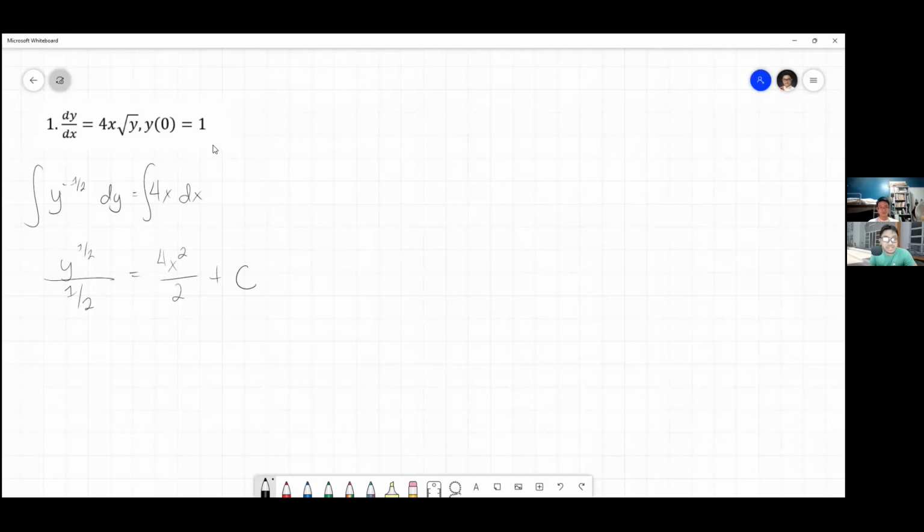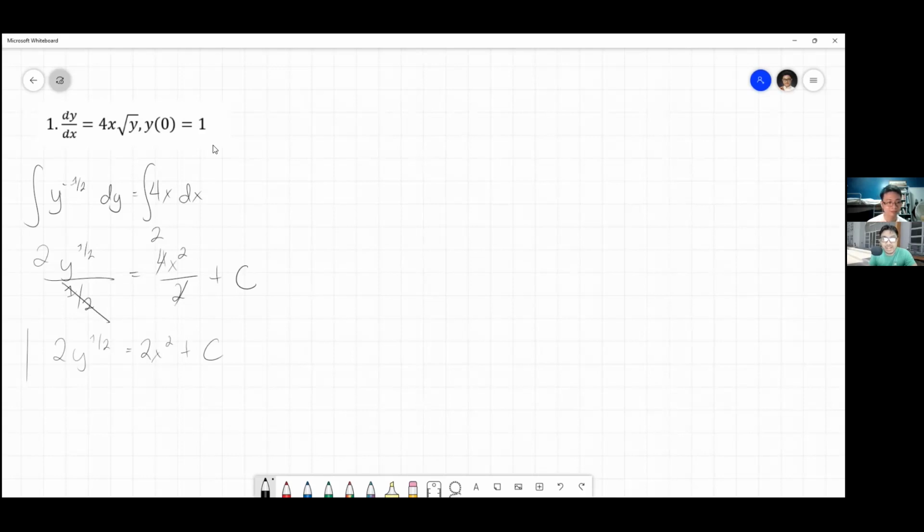So if gusto niyo simplify niyo yan, pwede natin itong simplify siguro. Magiging 2 ito, and then magiging this becomes 2. Okay, so that is 2 y raised to 1/2 equals 2x squared plus c. And then, ayan, etong equation na to, this becomes yung parang pinaka-general na solution natin.